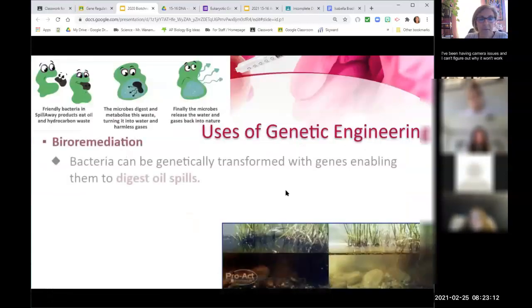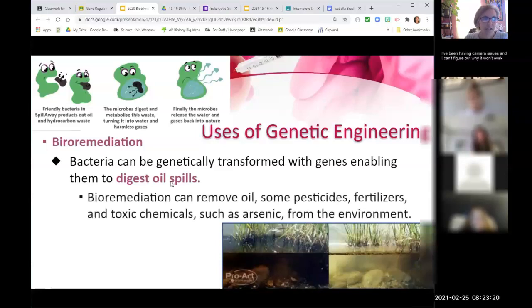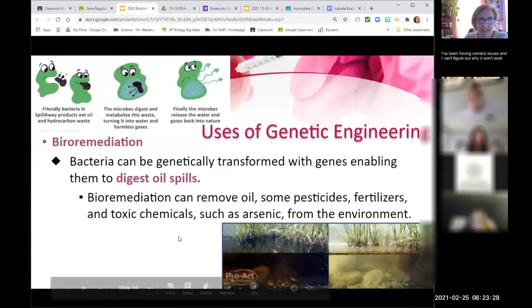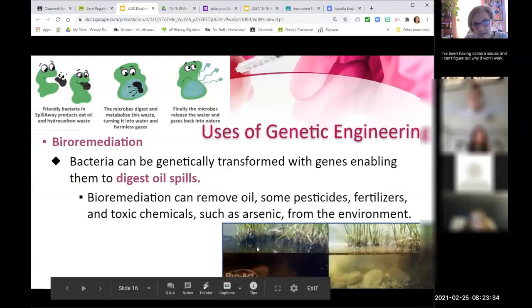We can also use it for bioremediation. So we have manufactured bacteria that can actually digest hydrocarbons. And so they're able to get rid of oil spills. They take in the oil and they digest it. They can remove oil, pesticides, fertilizers, and some other toxins from the environment. So this is showing you one area that has gone through that bioremediation where we've used those bacteria that clean up the environment. And you can see how that water has changed in its transparency, for example.